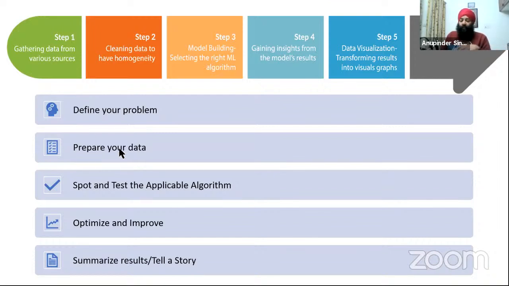Then prepare your data, right? Now whatever data you get, you cannot think that this data will be readily available to you, right? You have to prepare your data. So cleaning the data to have homogeneity in it is very, very crucial, very important. So you have to work on that. Okay, let's say I have 100 columns, and from those 100 columns I do not require, let's say, 76 columns, so I drop all those columns in the very first go, right?